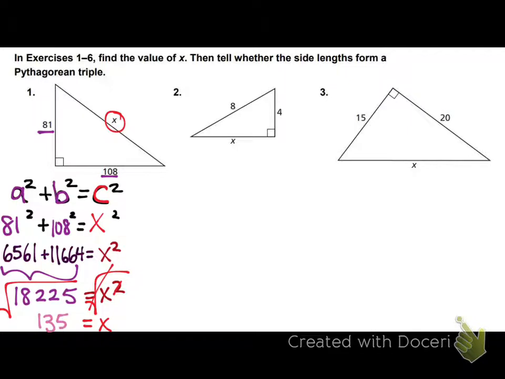135. Before I circle this, I need to determine whether I have a Pythagorean triple. Are all three of my side lengths whole numbers? Yes, 81, 108, and 135. So you're also going to write yes, because it asked, is it a Pythagorean triple? And yes, it is.